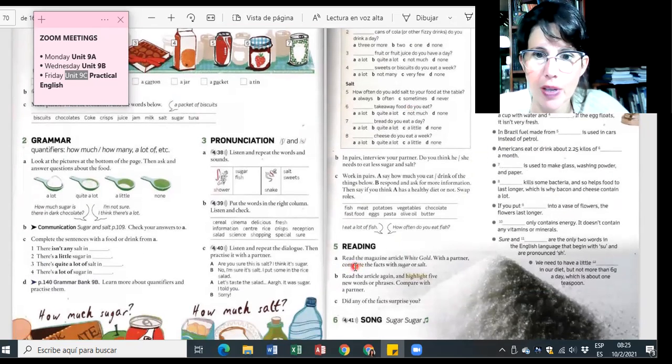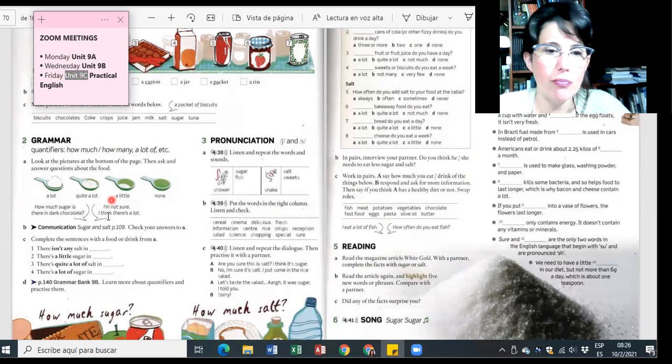Here it says, read the magazine article White Gold. With a partner, but you are alone at home, complete the facts with sugar or salt. So it's general knowledge. You try to complete, then we will discuss in class. This is on Wednesday. On Friday, we will try to cover Unit 9C.